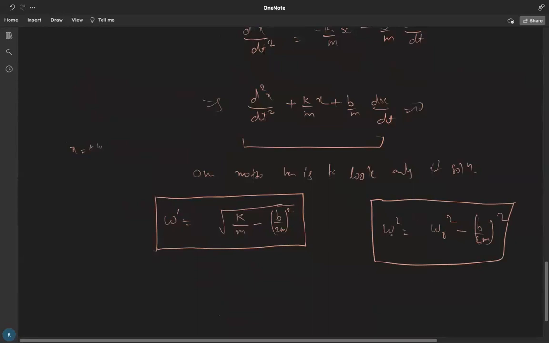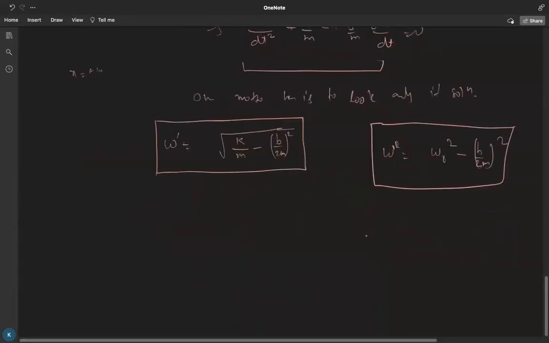So this is our damped frequency. Let me write it here, omega dash, or omega 1, whatever you want. So here we can write x is equal to a sine omega dash t plus phase. So this is our equation of motion.